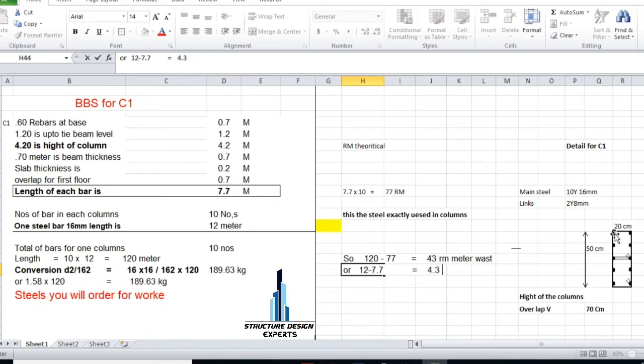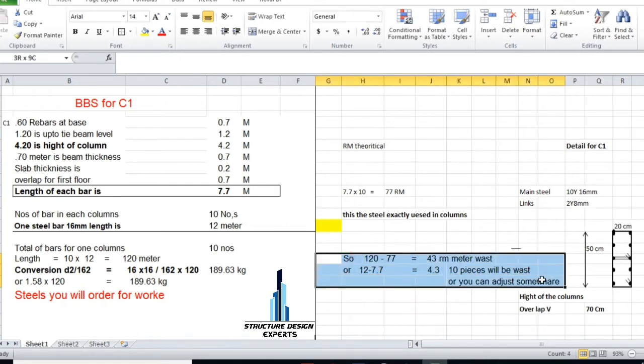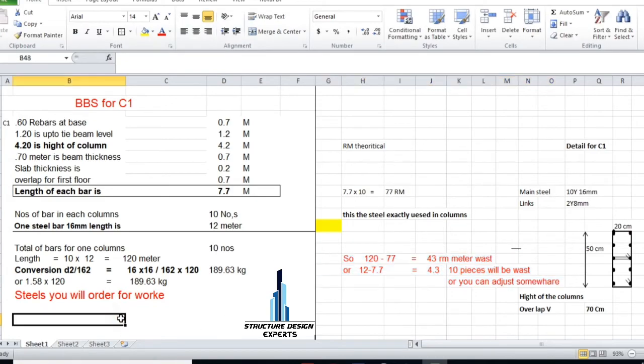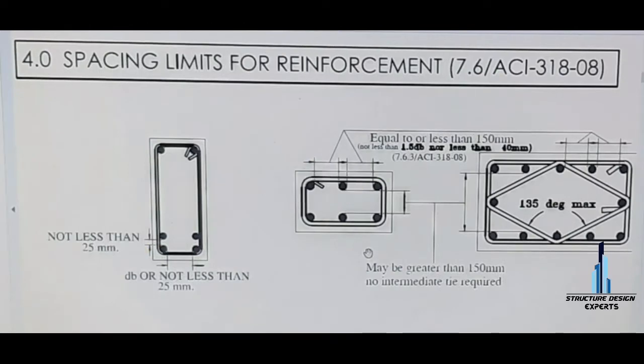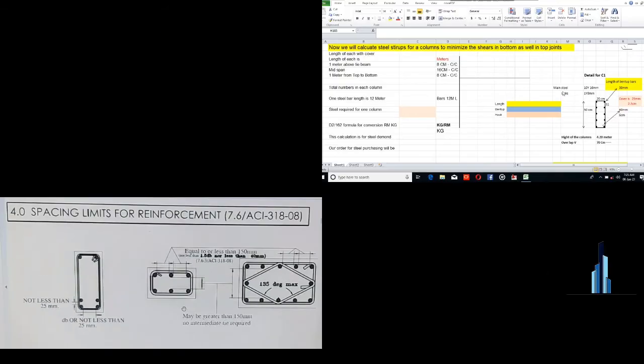Now we have to discuss the stirrups calculation. So let's start the stirrups. For stirrups we have selected a single stirrup, because in another video we will discuss multiple stirrups calculations, bent-up bars and hooks as well. So let's start.